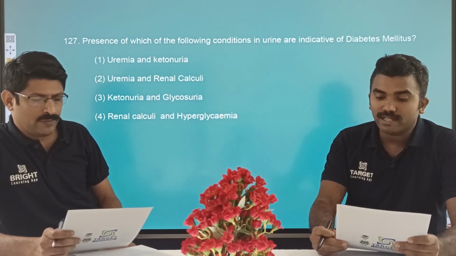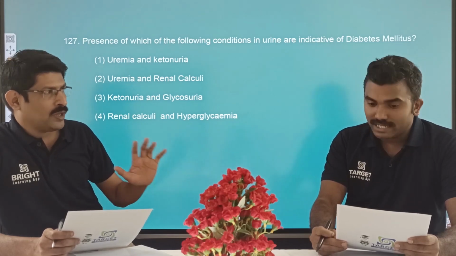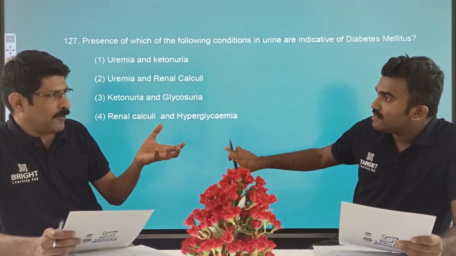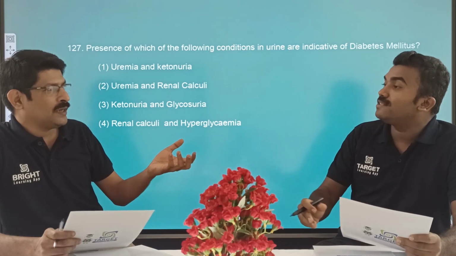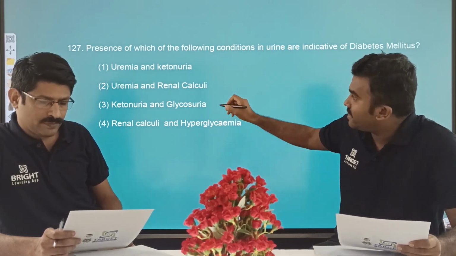Ketonuria and glycosuria. Ketones are also released through urine, as well as glucose. That's glycosuria. That's why we use the Benedict test or Fehling's test for identifying diabetes mellitus. So the right answer is 3.